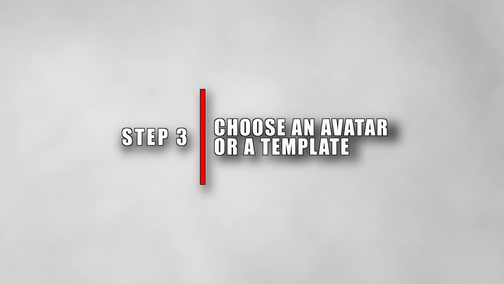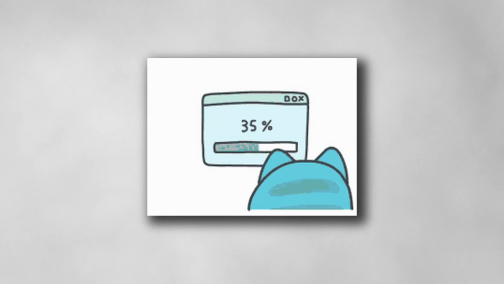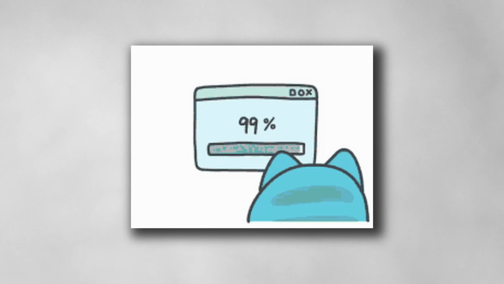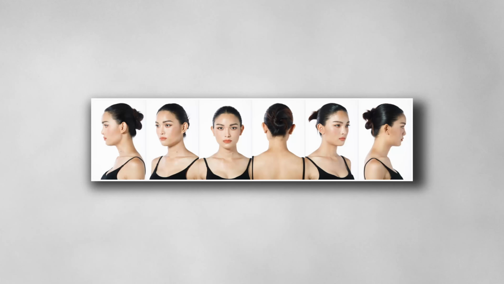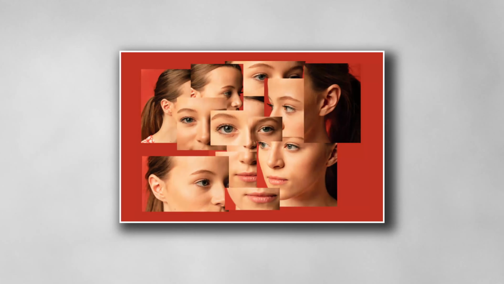Step 3. Choose an avatar or template. Pick a ready-made presenter avatar or upload your own photo if the platform allows. If you upload a photo, check how many angles or shots the platform needs. Some want multiple photos to animate properly.